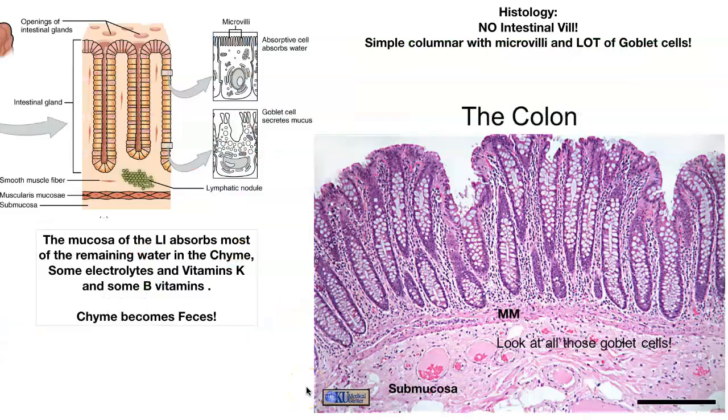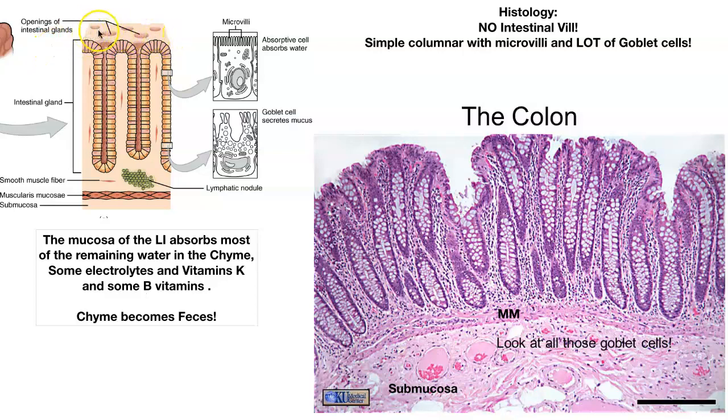So we're going to look at the histology of the colon. We're almost done, guys. So first of all, you need to know there are no intestinal villi in the large intestines. There are no plicae circularis in the large intestines. Those two structures are only in the small intestines to increase surface area for absorption of all our nutrients. So what do we have in our large intestines?